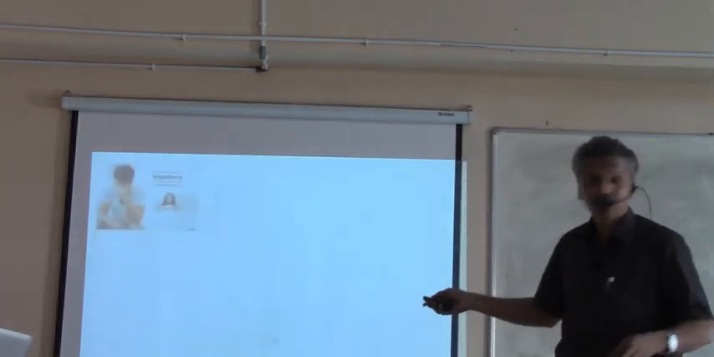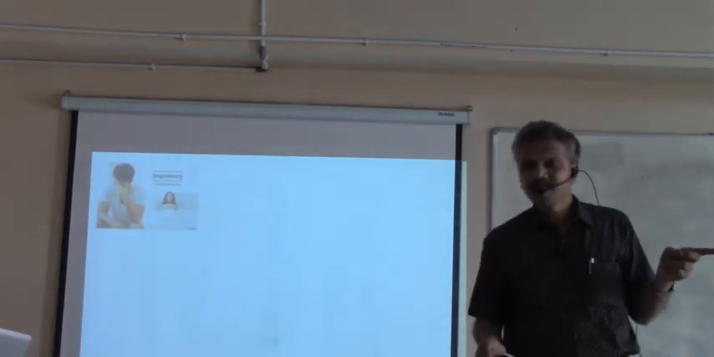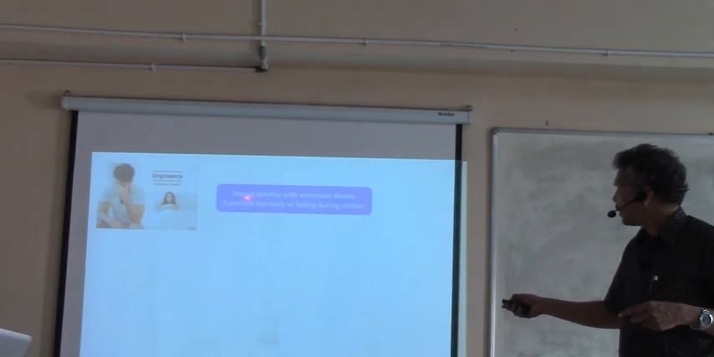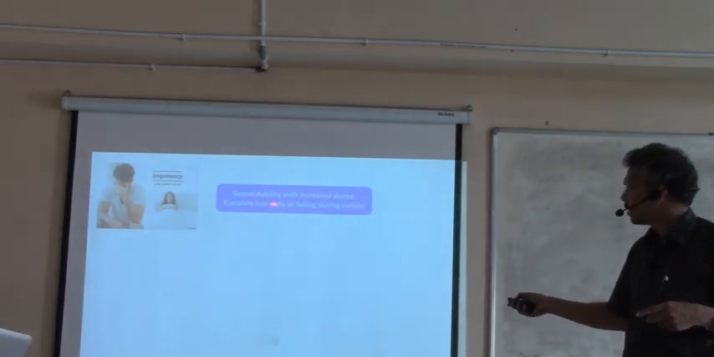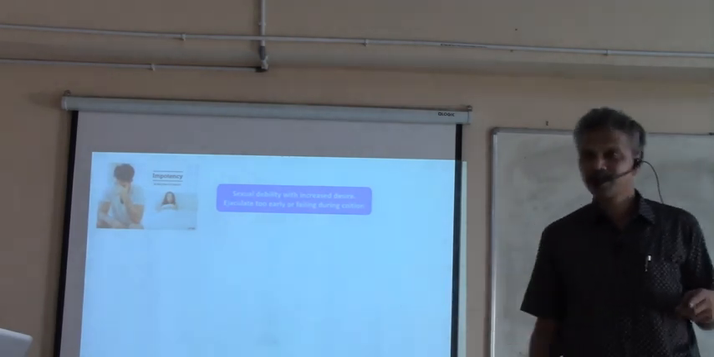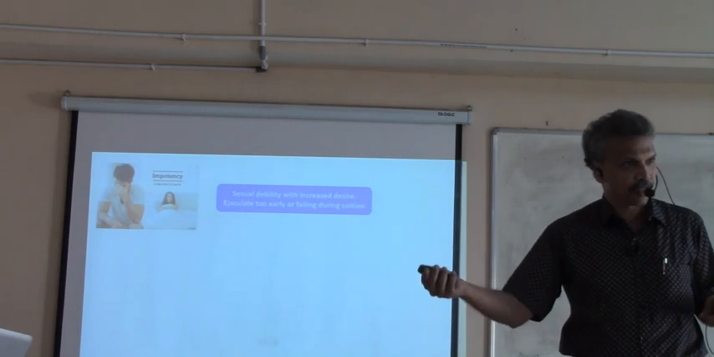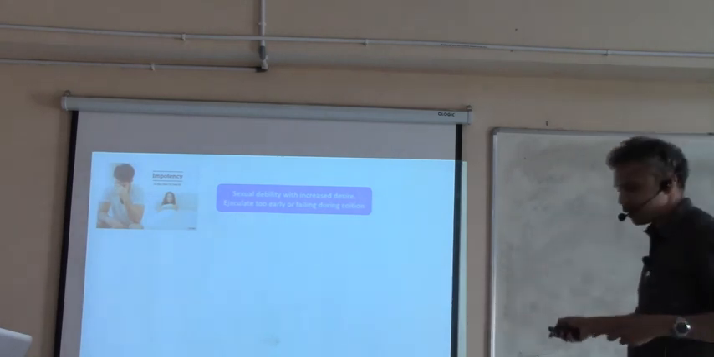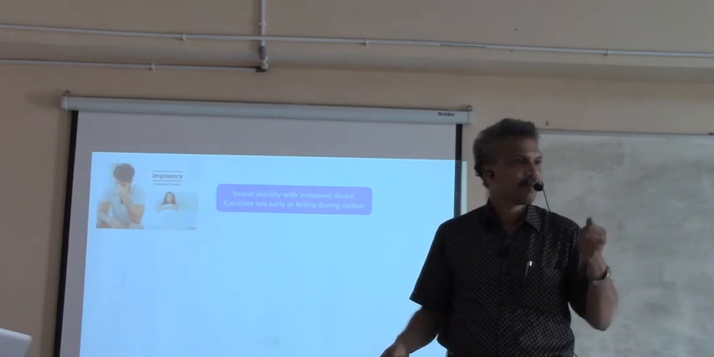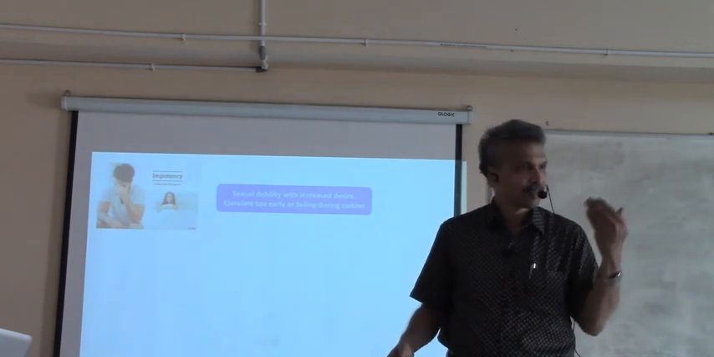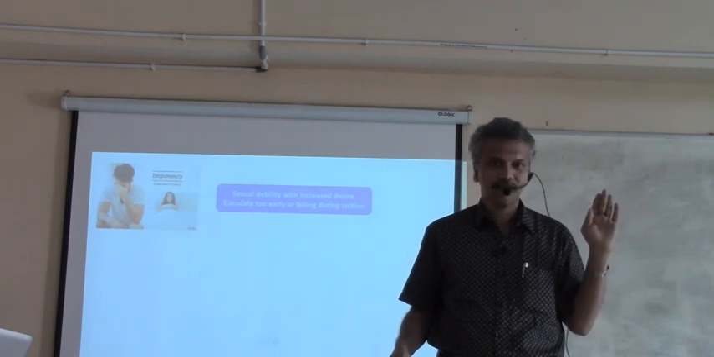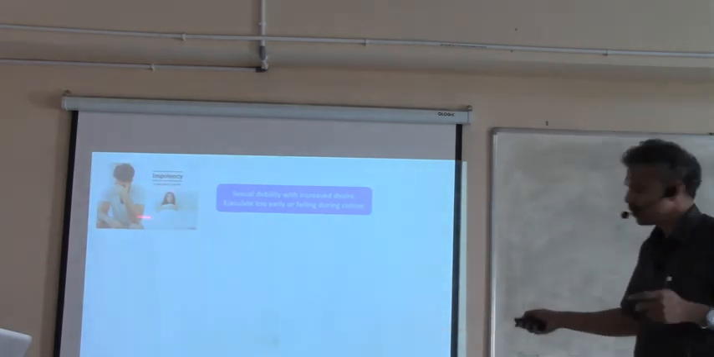Here, there is sexual debility. And the person will have issues. See, sexual debility with increased desire: ejaculates too early. Premature ejaculation. Too quick. Or he might have an erection, but when he is trying to have intercourse, the erection might come back to the normal state. Okay? Right? So this is male.